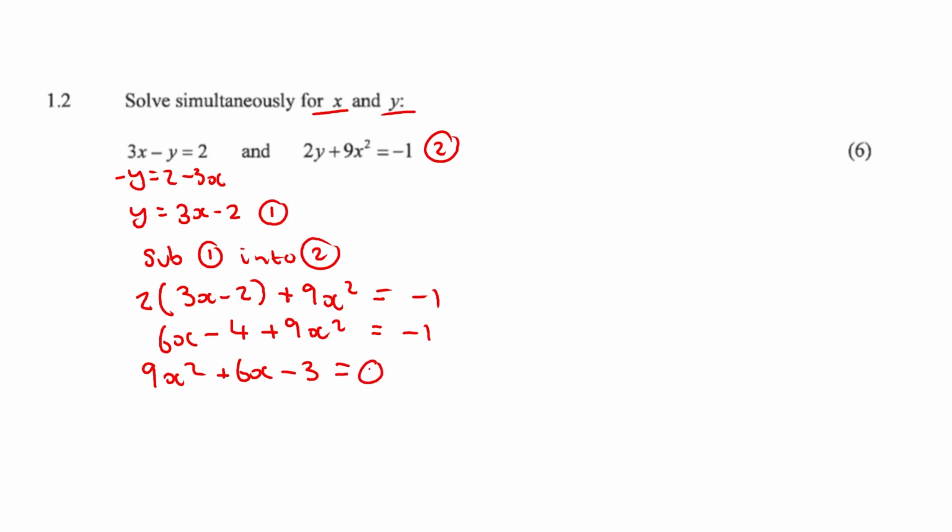Now we can factorize it, but before that, we have multiples of 3 here. So let's just divide everything through by 3. So that'll be 3x squared plus 2x minus 1 is equal to 0. Now we can factorize it. You can plug it into your calculator. You can use that cross method, and you will get 3x minus 1.